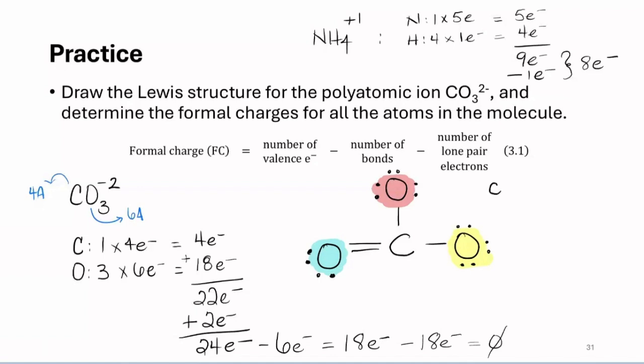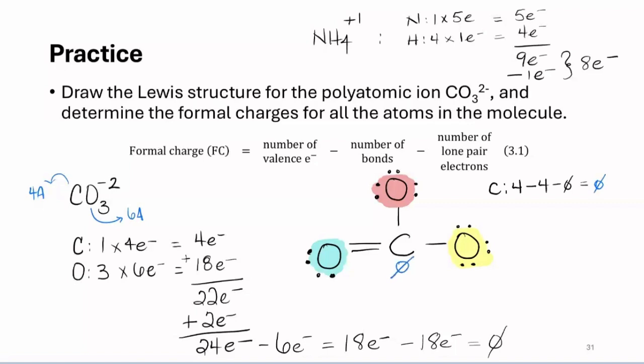Let's start with carbon. Using the equation for formal charge, I write the number of valence electrons in carbon. From its group number, I know it is 4. I'm going to subtract from that the number of bonds. Carbon has 4 bonds. I'm going to then subtract the number of lone pair electrons. Carbon doesn't have any dots around itself, so that means that the value is 0. When I do 4 minus 4 minus 0, that means that the formal charge for carbon is 0. So the formal charge for this carbon is 0.